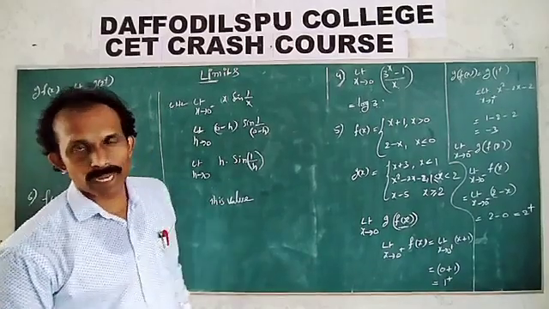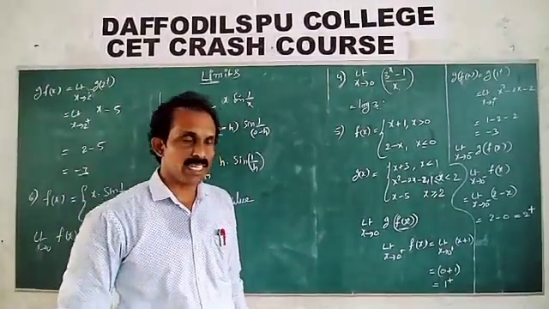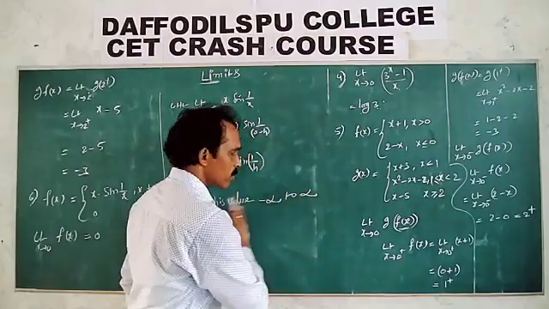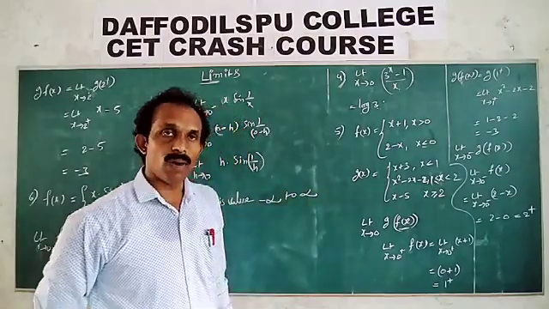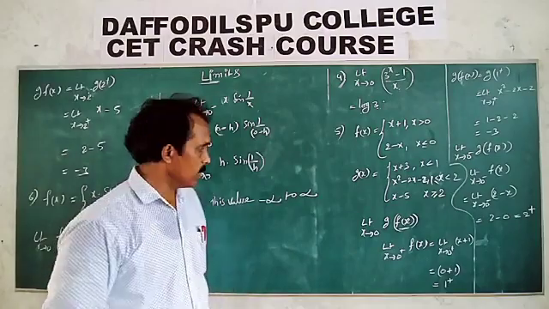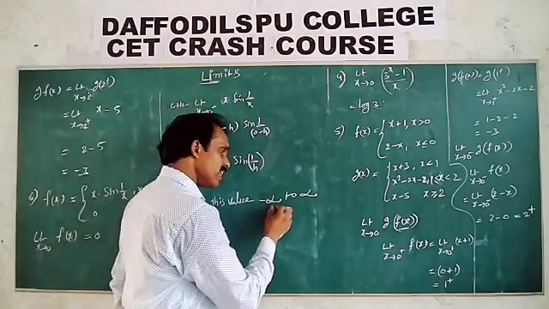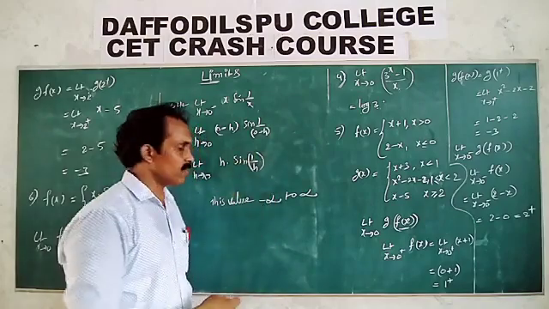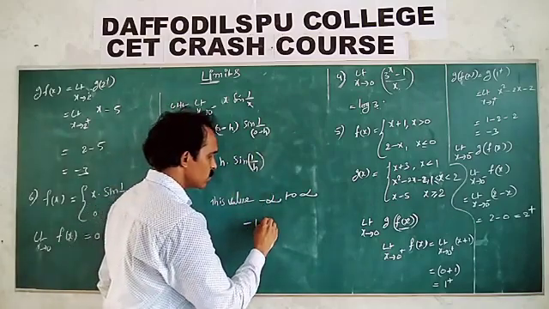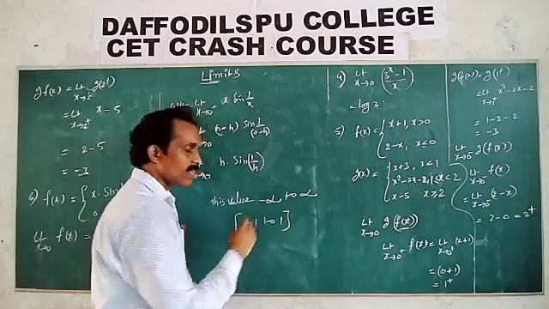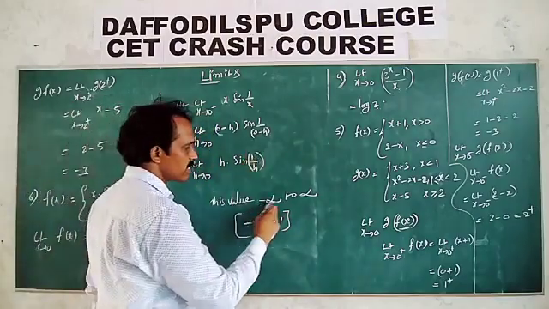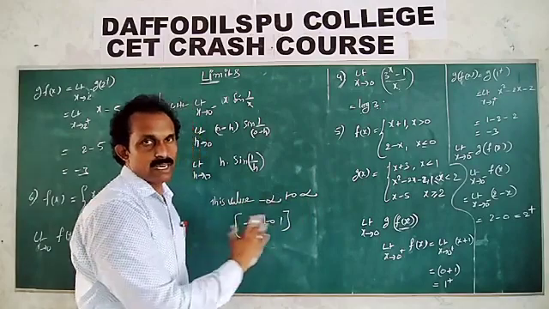What is the sine domain? Real numbers. The domain is real numbers, minus infinite to infinite, and it oscillates from minus infinite to infinite. What is its range? Minus 1 to 1. If you take any value from minus infinite to infinite, the sine value lies in minus 1 to 1. So sin of infinite oscillates, and the range is minus 1 to 1.